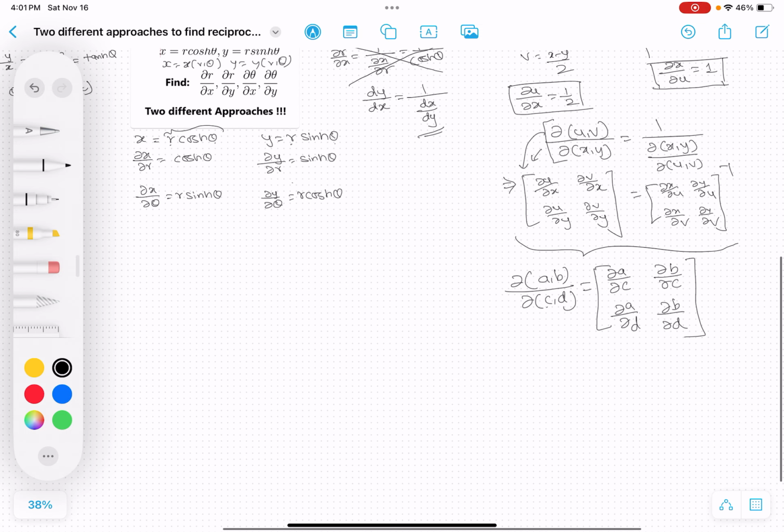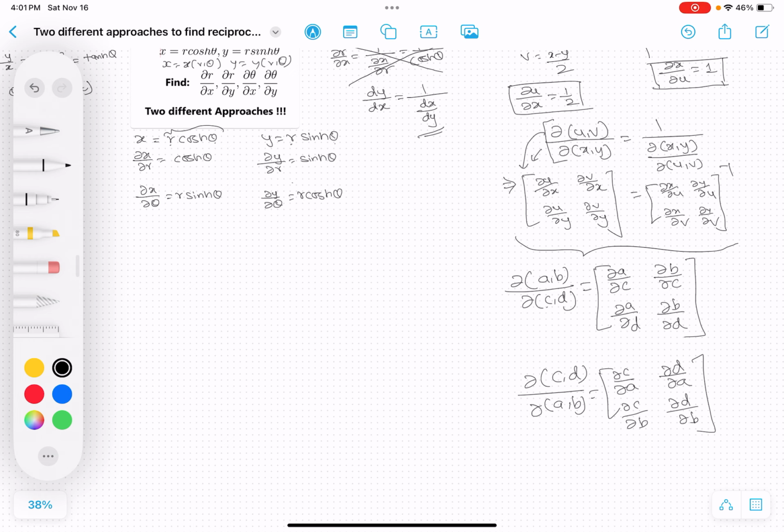Now similarly, if you have, let's say, partial CD divided by partial AB, again we will have the partial of CD with respect to the first element in the denominator, right? And again we will have the partial of CD with respect to the second element of the denominator. So this is how this operator works.